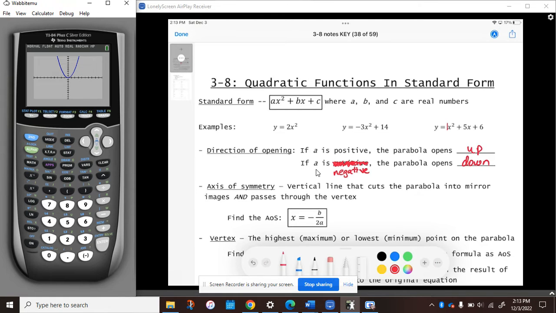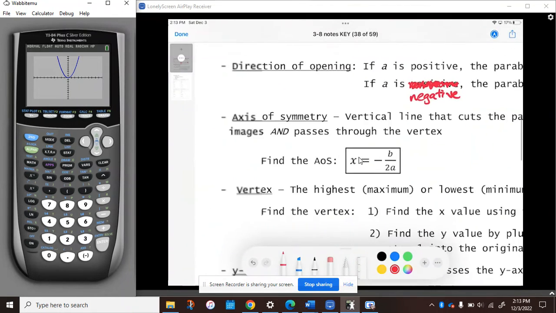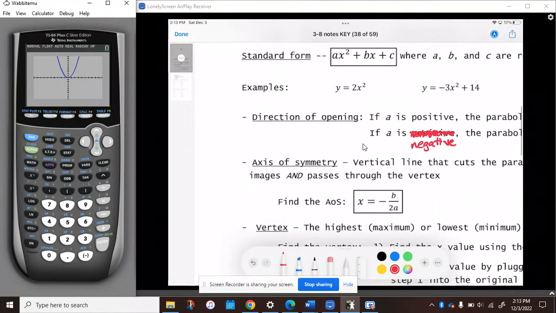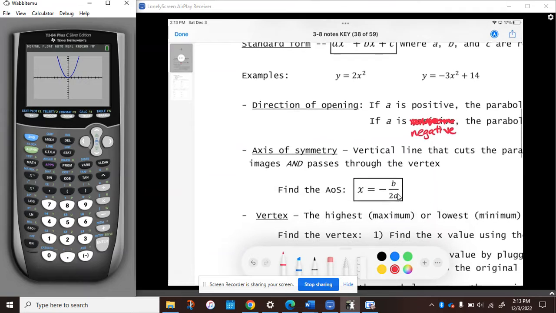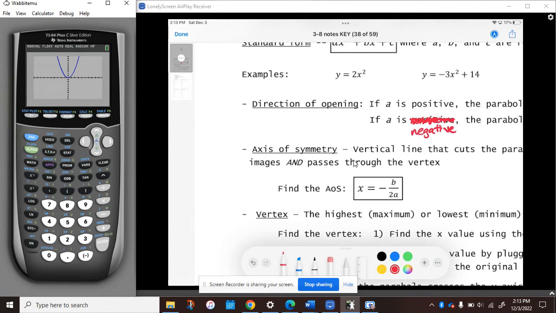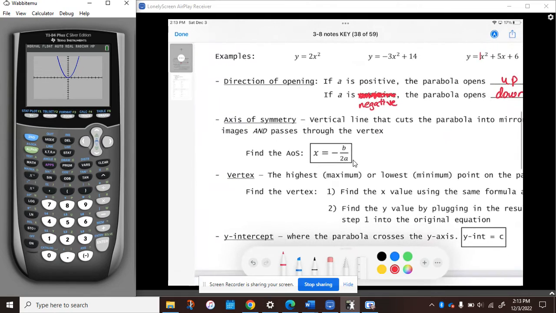So to find the axis of symmetry, we have to use this formula right here: negative b divided by 2a. What we're doing is we're literally going to take the b out of the equation and the a out of the equation and put them into this formula right here.